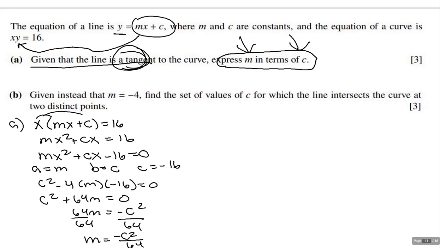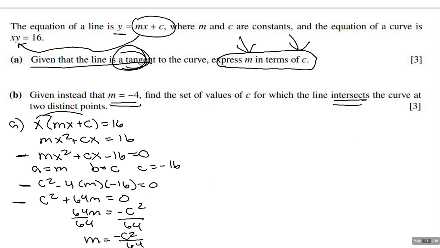Now, in part B, what they want us to do is make that M a negative 4. We could start all over at the beginning, but I want you to notice we're going to do the same kind of thing. It's intersecting. We're going to make these two equal to each other. So we can even go all the way down to here, and make this M a negative 4.